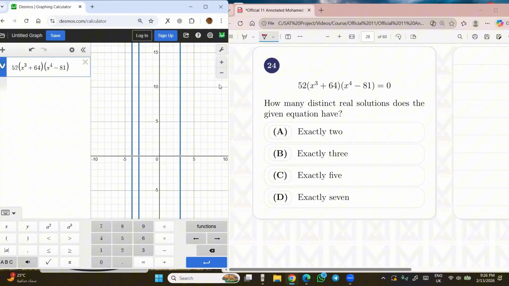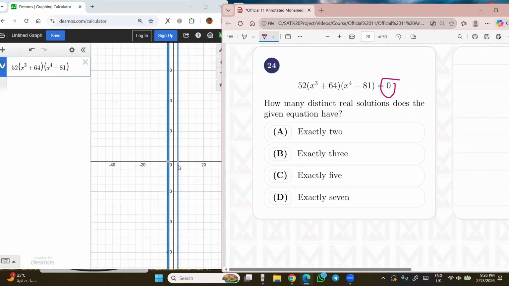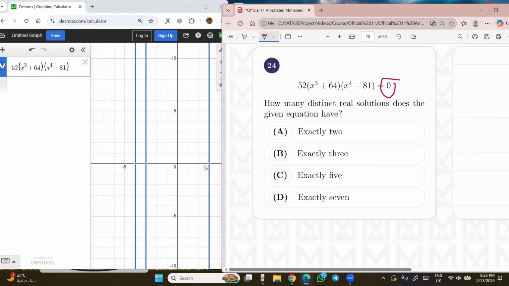Click on the home and see the points of intersection here. Why do we focus on these? Because of this zero. How many points on the x-axis does the graph intersect? It's only 3. If you zoom out, you cannot find anything else. Look, nothing else, just these 3. So we have 3 points of intersection on the x-axis, which means 3 roots, 3 solutions, 3 x-intercepts, or 3 real solutions. All of these are the same, so exactly 3. Look at that. The Desmos method saves so much time.